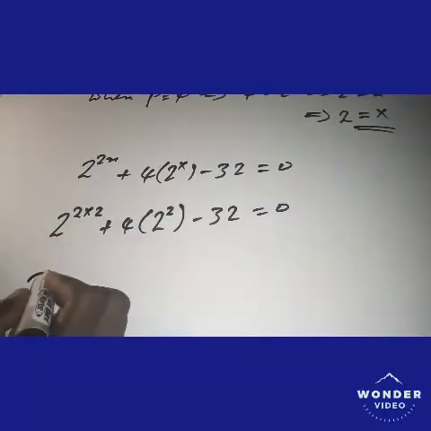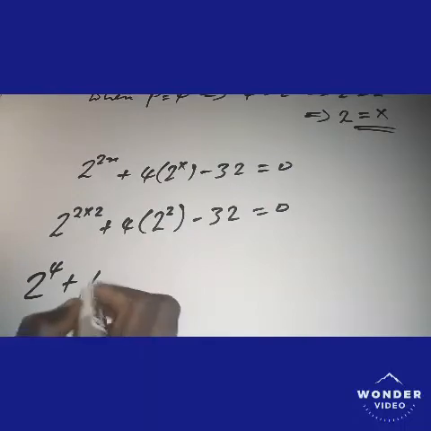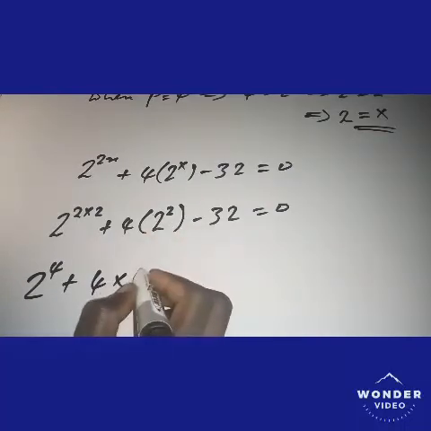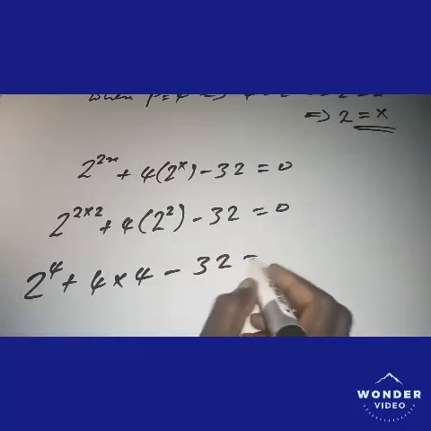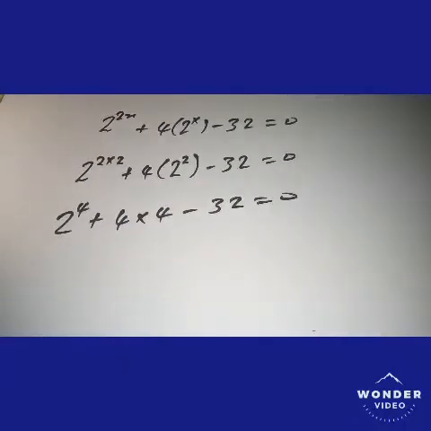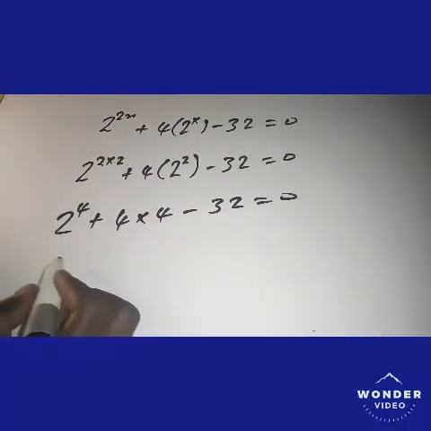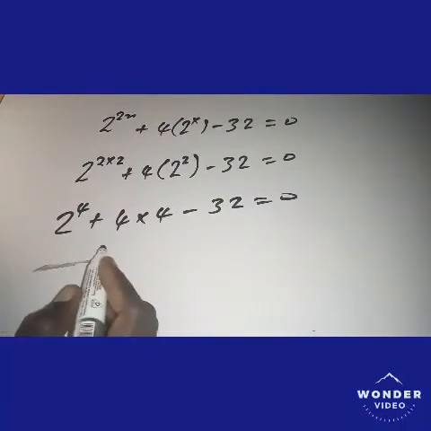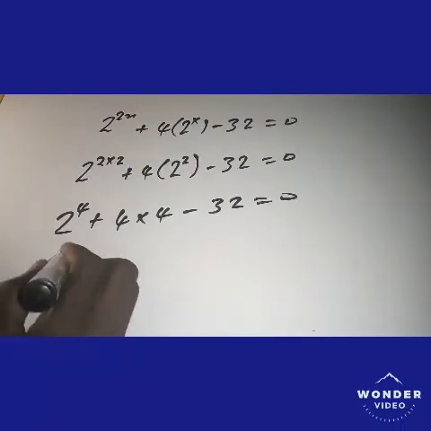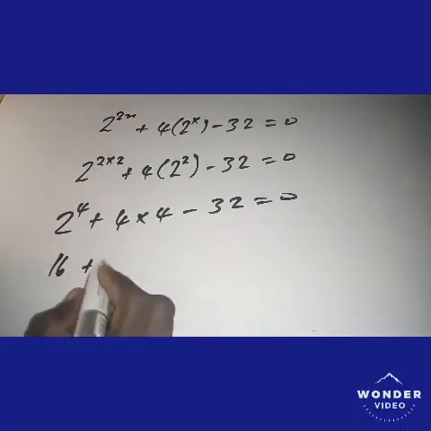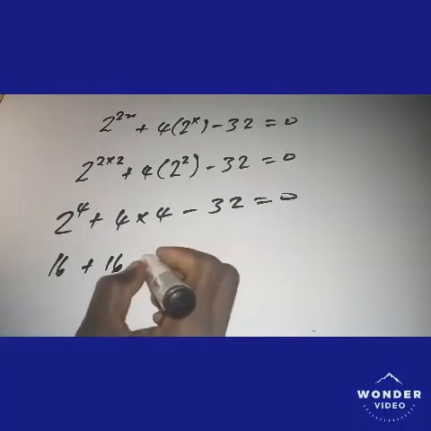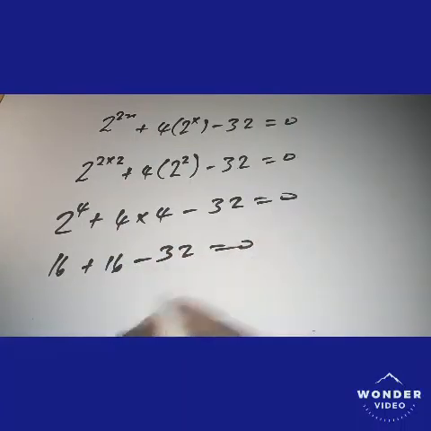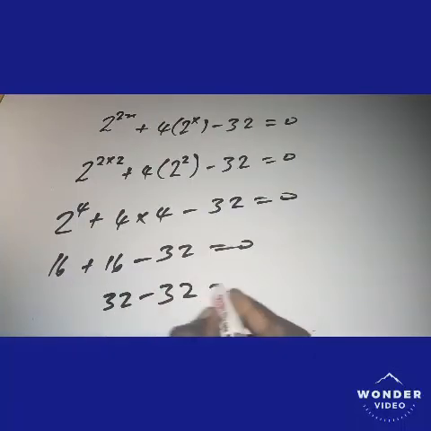So this is 2 to the power of 4, plus 4 times 4, minus 32 equals 0. So 2 times 2 times 2 times 2 will give you what? 2 times 2 is 4, times 2 is 8, times 2 is 16. So here I have 16 plus 4 times 4, which is 16, minus 32 equals 0. So 16 plus 16 will give you 32, minus 32 is now equal to 0, which is correct.